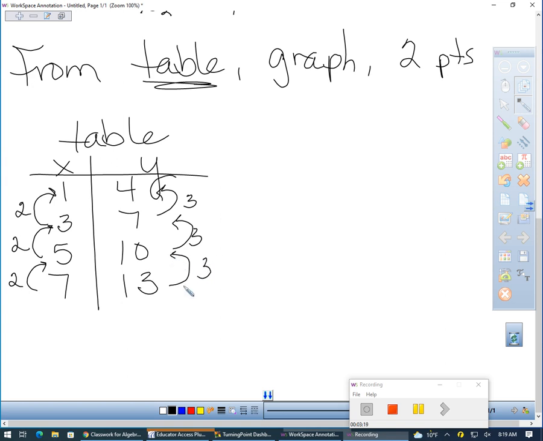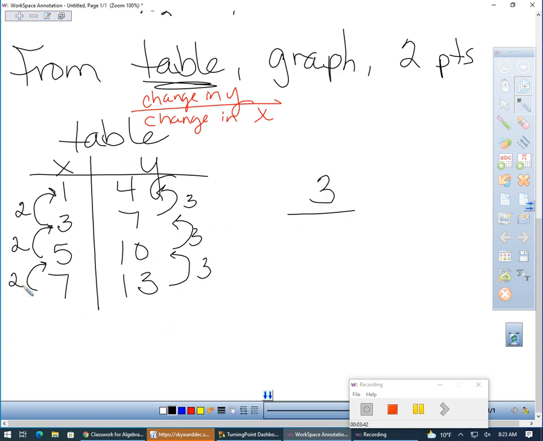Now, one of the ways we said we can find rate of change is the change in y divided by the change in x. So when you're doing a table, that's how we want to think of it. The change in y is what value? The y side, the change is 3 over the change on the x side is 2. That's our rate of change or our slope.